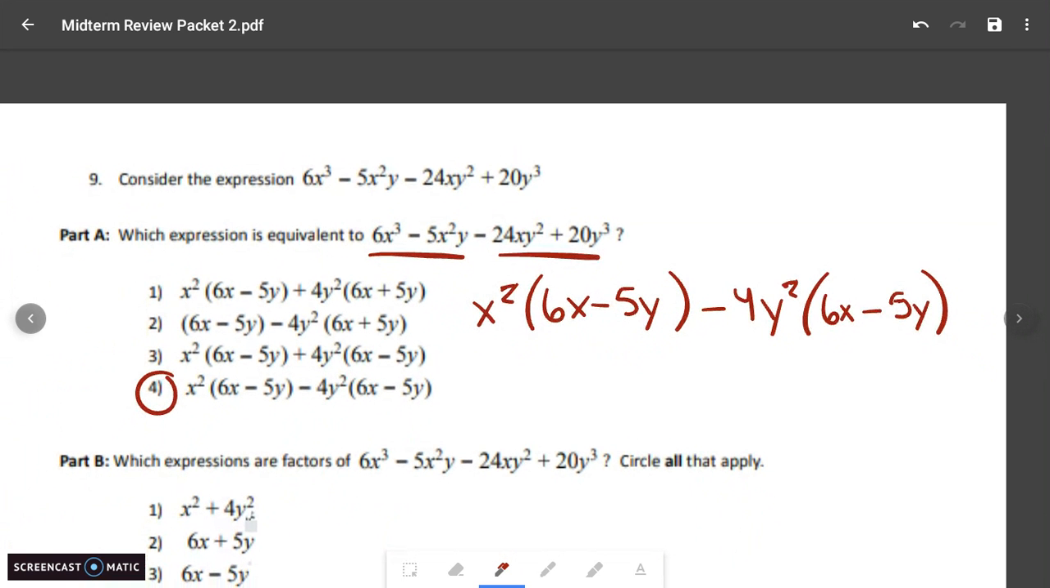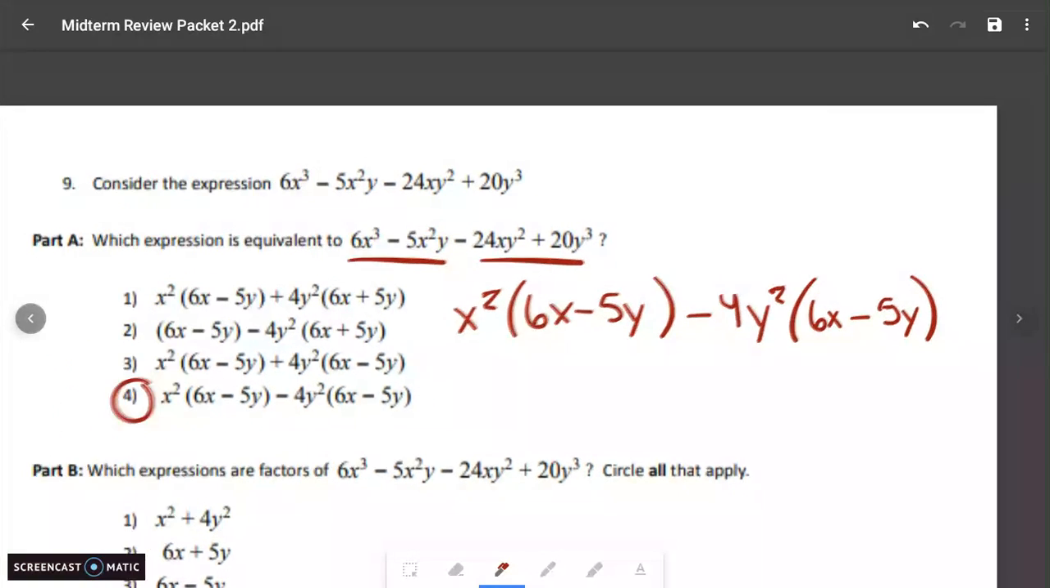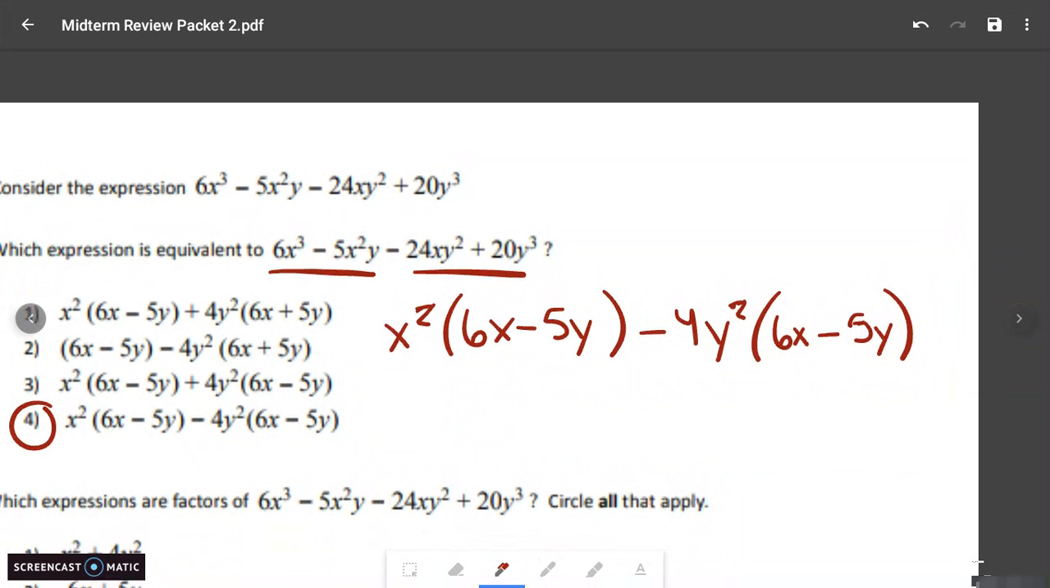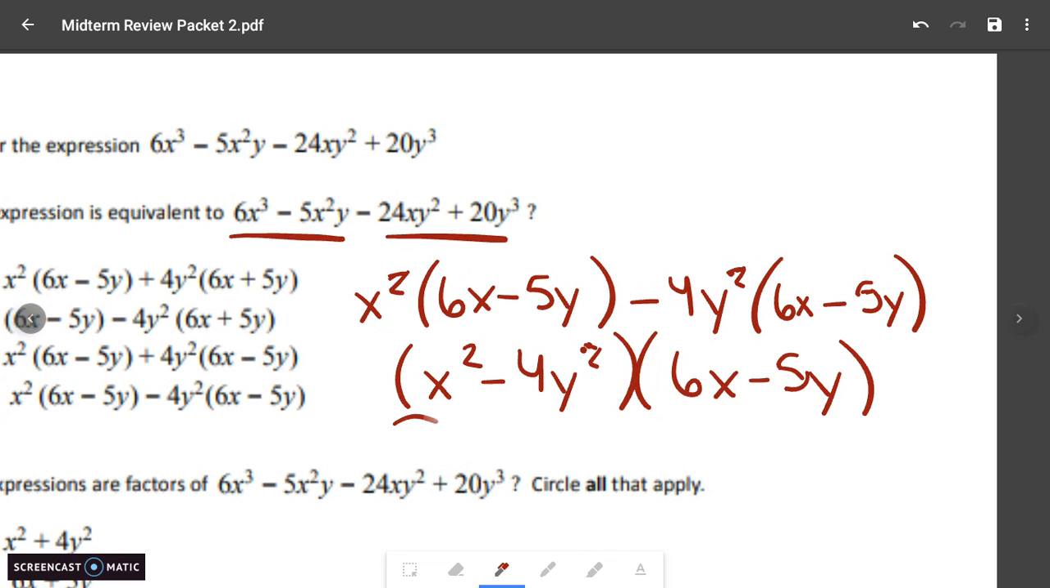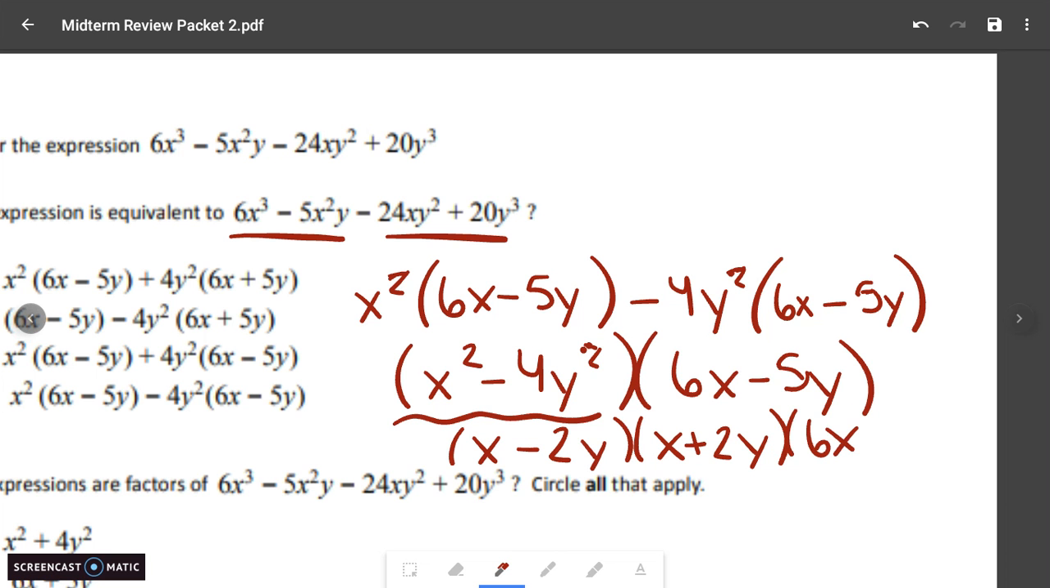Now, it's saying a little bit further we want to know the factor, so I'm going to keep going with what I had up here. And I'm going to put the x squared minus 4y squared in one parenthesis. And we have 6x minus 5y in the other. But remember, this first one can factor further. We have a difference of squares again like we did before. So x minus 2y, x plus 2y, and 6x minus 5y.